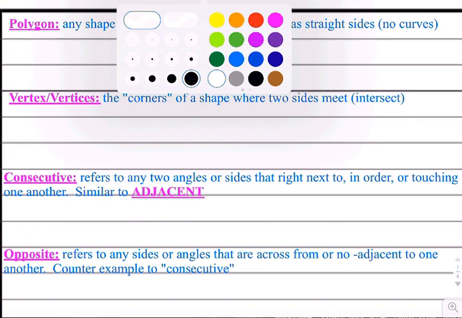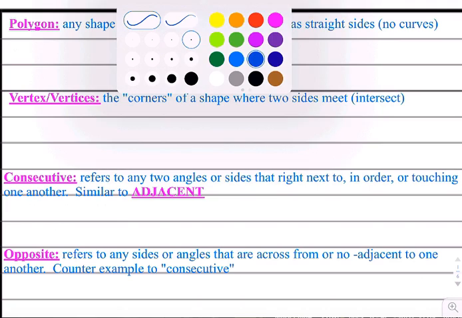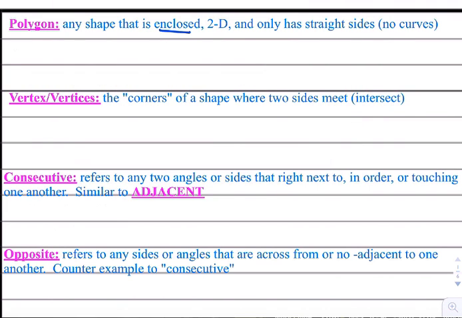So the first term is polygon. Polygons are any shape that's enclosed, two-dimensional, and has only straight sides. So there are actually three conditions for what we call a polygon.